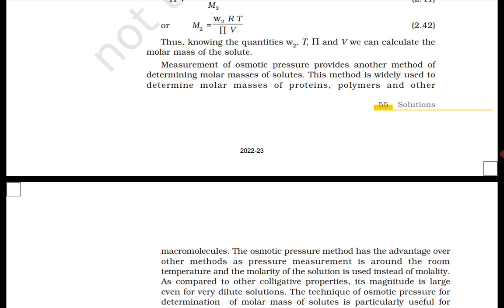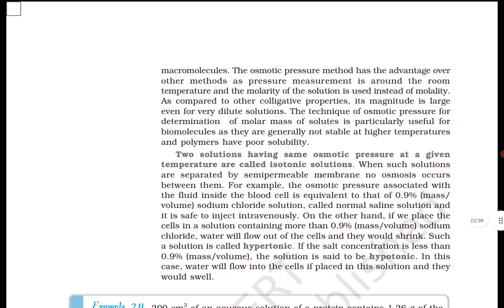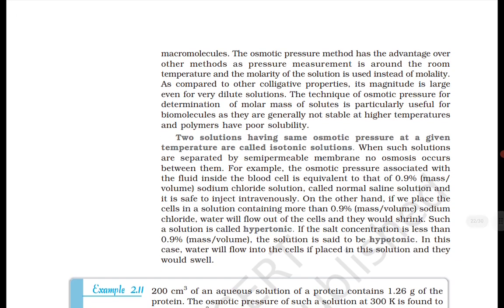This method is widely used to determine molar masses of proteins, polymers, and other macromolecules. The osmotic pressure method has the advantage over other methods as pressure measurement is around room temperature and the molarity of the solution is used instead of molality. As compared to the other colligative properties, its magnitude is large even for very dilute solutions.